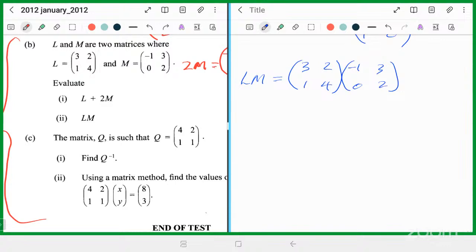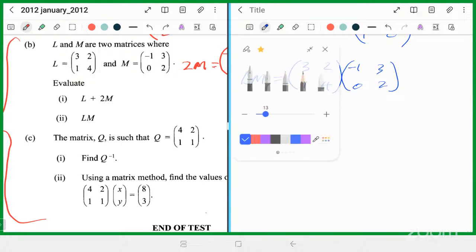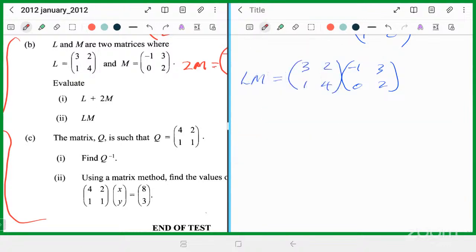Remember, when you multiply matrices, you multiply the rows of the first matrix by the columns of the second matrix. So this line across here is reminding me that I'm using these two rows. This line down here is reminding me that I'm using these two.